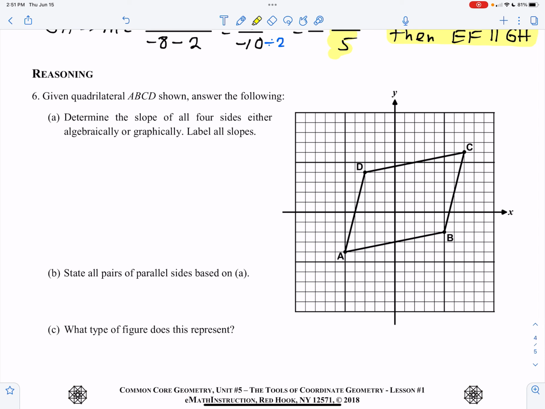Okay, and in our final question, it says, given quadrilateral shown ABCD, answer the following questions. Determine the slopes of all 4 sides, either algebraically or graphically. Label all slopes. So I'm going to color code the line segments. So we have line segment AB in yellow. Let's find its slope.